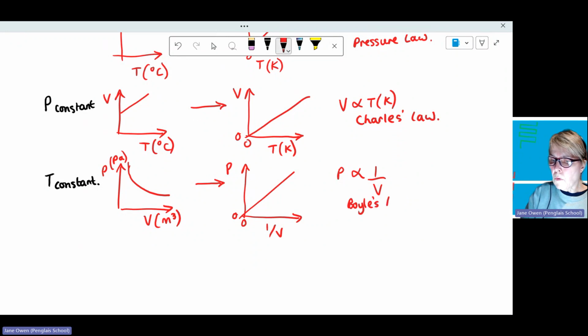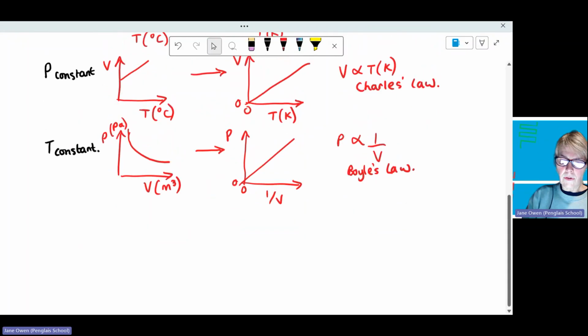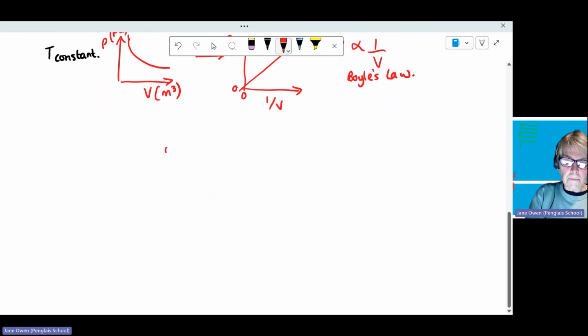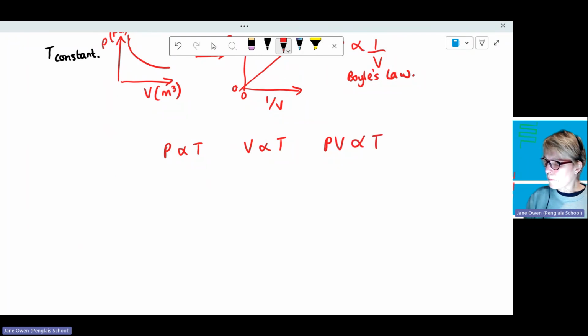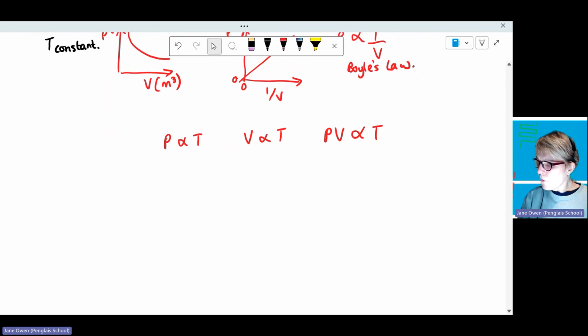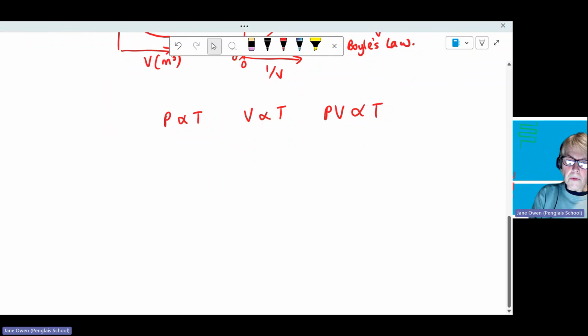Now, if we combine all of those together, we get the fact that pressure is proportional to temperature, volume is proportional to temperature. So we can put those together and say pressure times volume is proportional to temperature. And if we just rearrange that, PV divided by T is proportional to a constant.